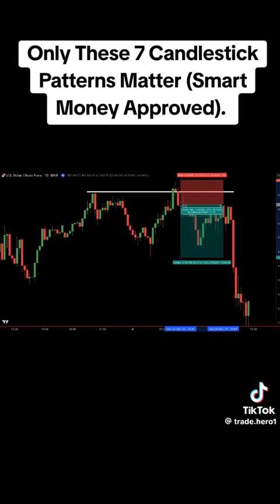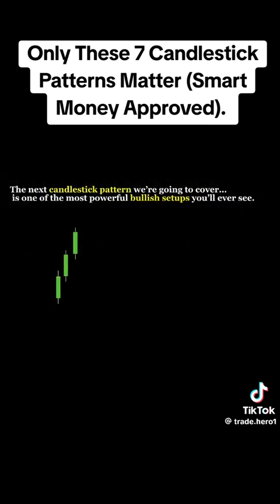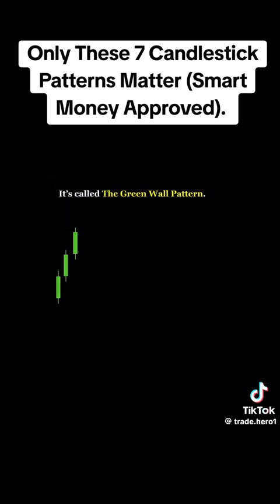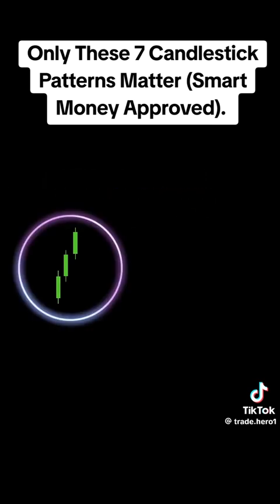Price dropped straight into the target zone, pulled back briefly, then continued dropping hard, giving you a clean, high probability move. The next candlestick pattern we're going to cover is one of the most powerful bullish setups you'll ever see. It's called the green wall pattern. The green wall is made up of 3 strong consecutive bullish candles, each one showing clear control by the buyers.